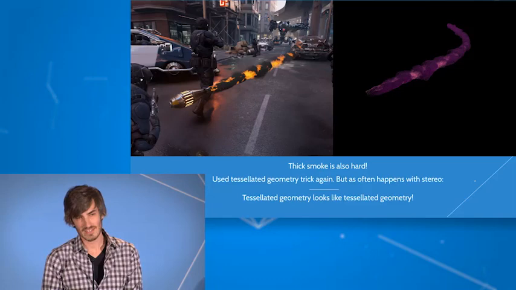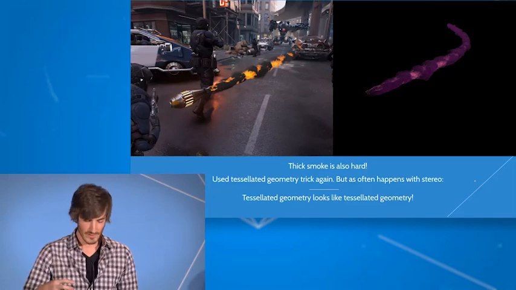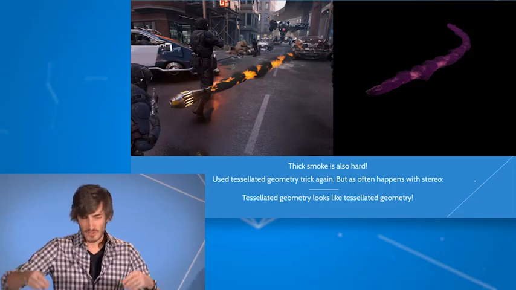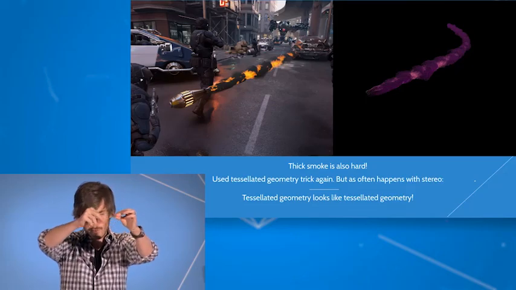Thick smoke is also a really difficult problem. We used a very similar trick. In UE4, we have these spline meshes, and we used a super tessellated sausage tube going through the level, and we offset the position of the vertices with a technique very similar to earlier. But then there's the ugly mirror of truth that stereovision has again, where highly tessellated meshes look like highly tessellated meshes. And so we just had this big sausage smoke trail moving through the level.